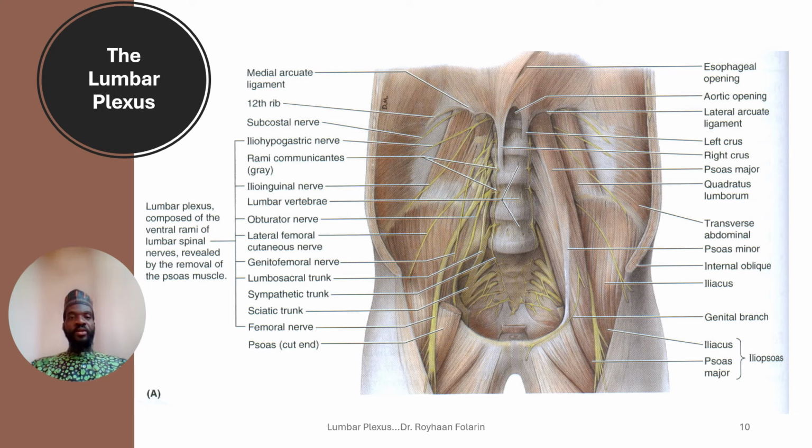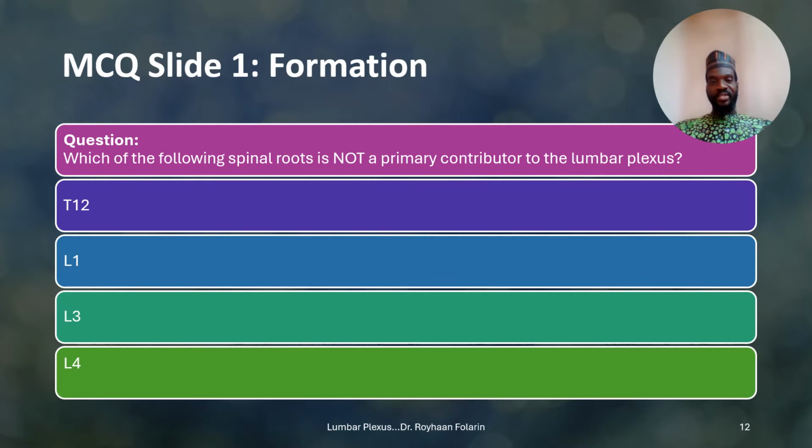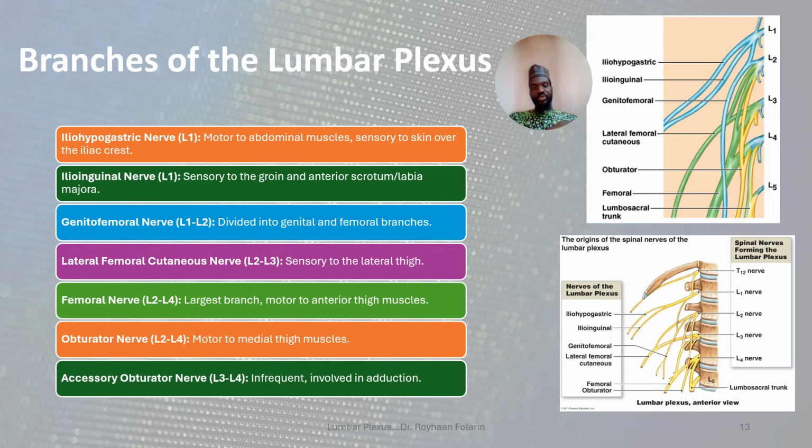So let's pause here to assess our understanding so far. So the question here is about the formation of the lumbar plexus. So which of the following spinal roots is not a primary contributor to the lumbar plexus? We need to emphasize this, right? Is it L4, L3, L1, or T12? Right? Give your answer, and we'll be good to go.